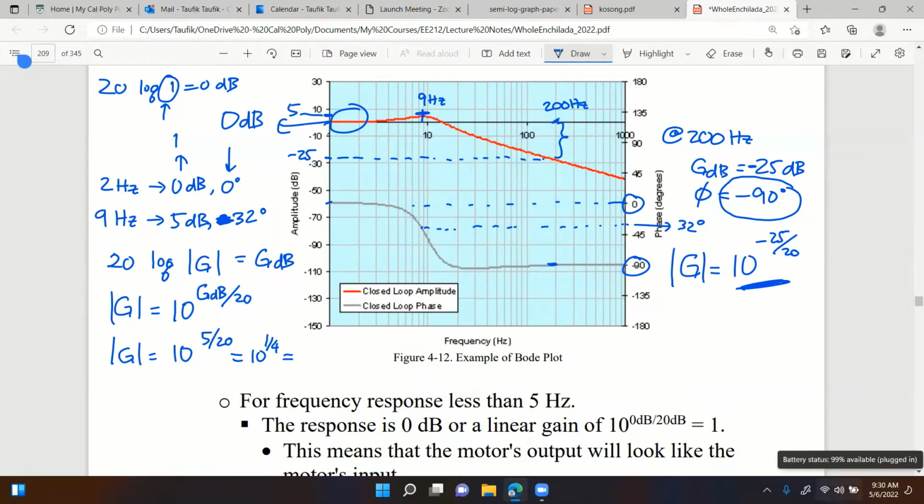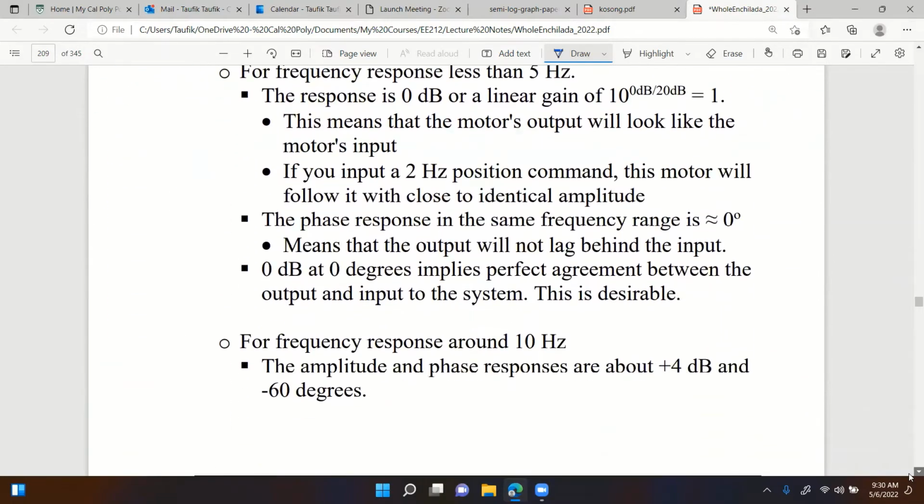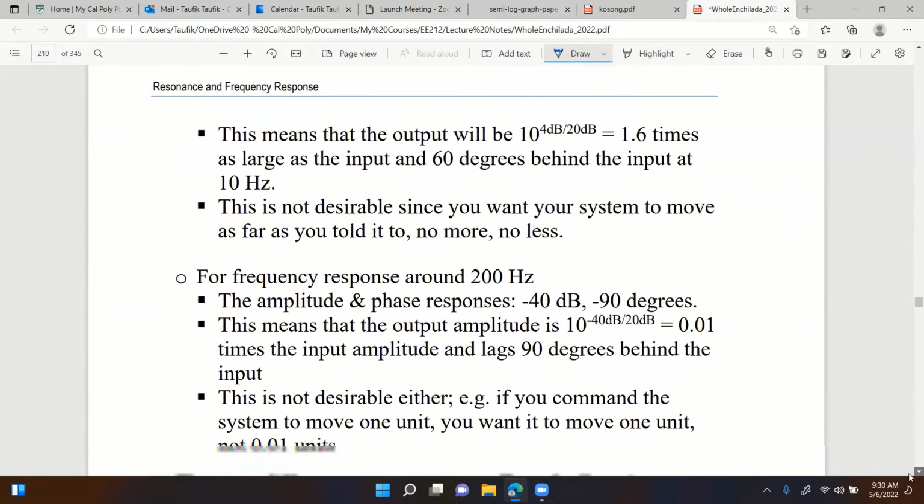So those are 3 examples on how to read Bode plots, right? I start from low frequency, mid frequency, and high frequency. Any questions? Right. If not, then let's move on.